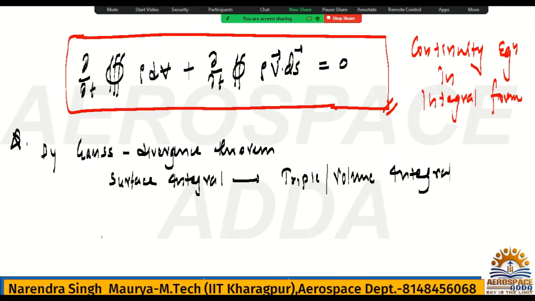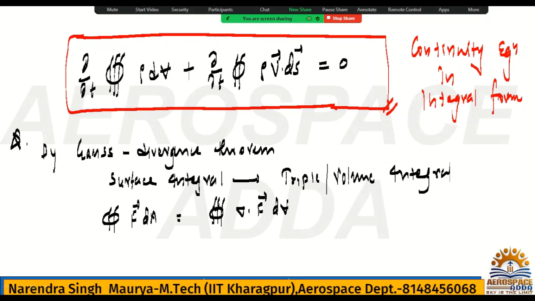If the double integration is given in this way, f into dA, then how to write it in triple integration? You have to write grad dot f vector into dV. So this is the one theorem. Again, no need to go for the proof of this, it is not required.